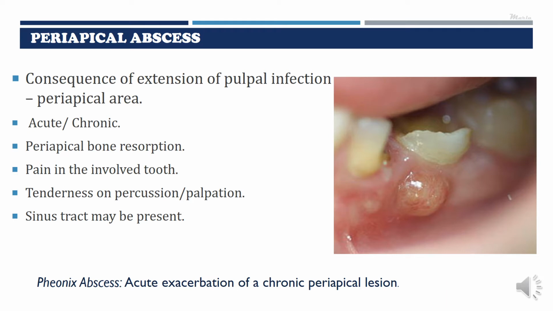Moving on to another periapical pathology, that is the periapical abscess. In case of periapical abscess, there is an acute infection around the root apex. This is generally a consequence of extension of an active pulpal infection into the periapical area. Depending on the duration and virulence of the infection, periapical abscess can be classified as either acute or chronic. This abscess will result in resorption of the periapical bone.